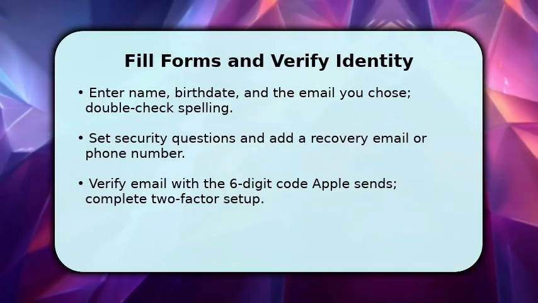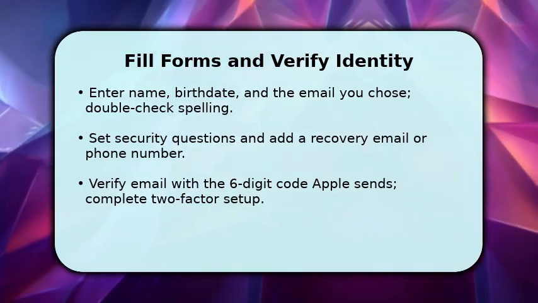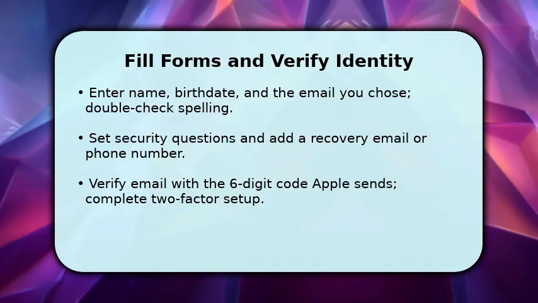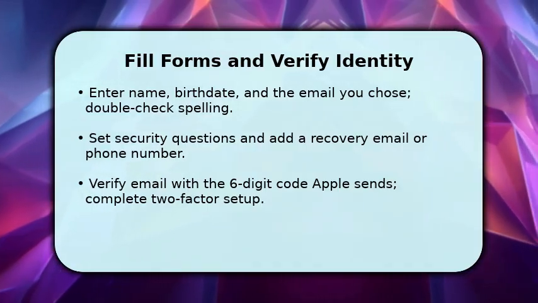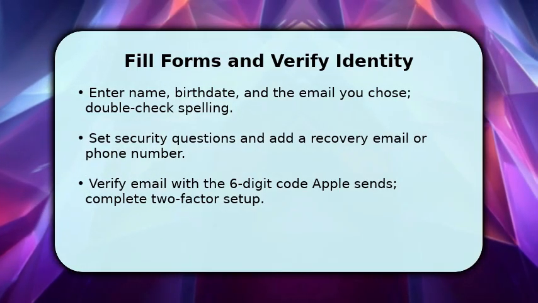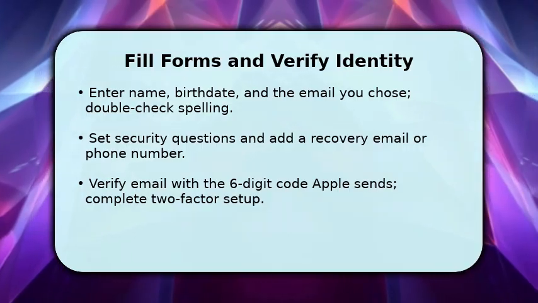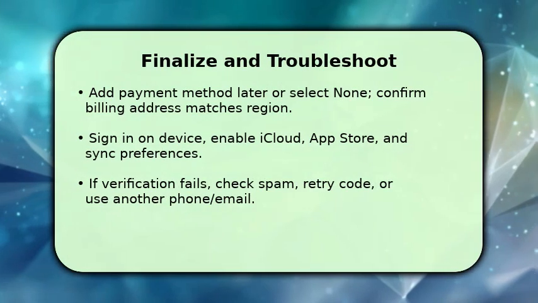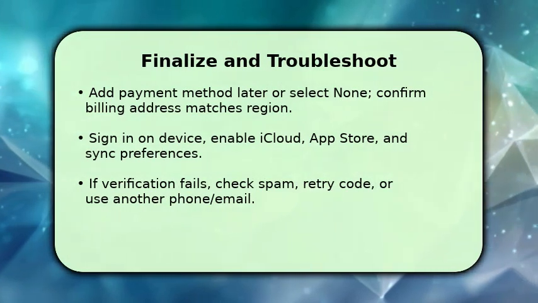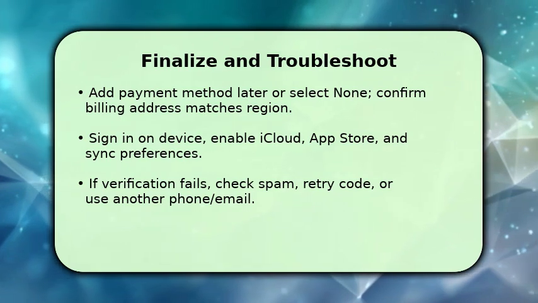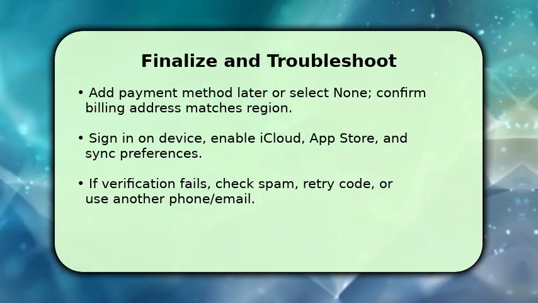Apple will send a 6-digit verification code to that email or phone. Enter it when prompted. Make sure two-factor authentication is enabled to protect the account and simplify future logins. Finish by adding an optional payment method or choose none if you prefer. Ensure the billing address matches the Japan region to avoid store errors.